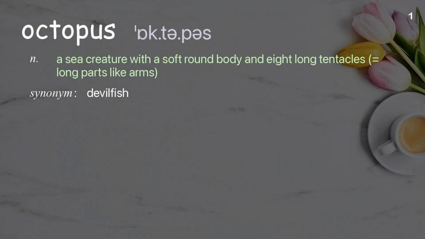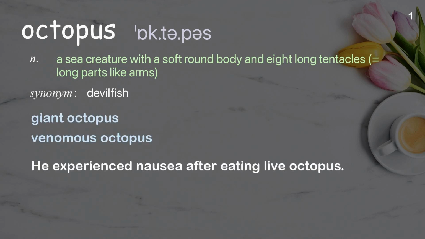Octopus. A sea creature with a soft round body and 8 long tentacles, equals long parts like arms. Examples: Giant octopus. Venomous octopus. He experienced nausea after eating live octopus.